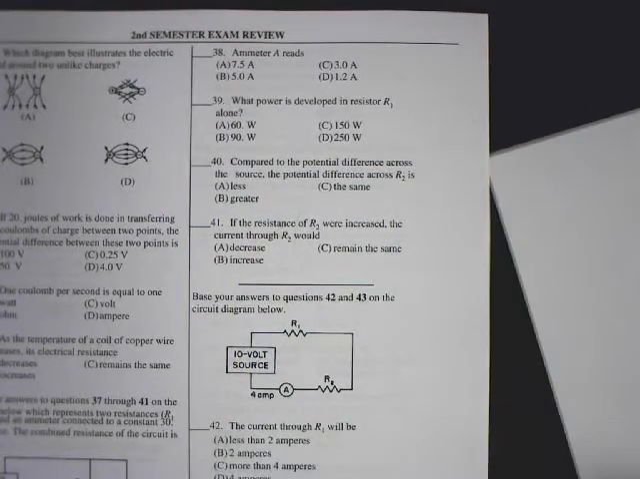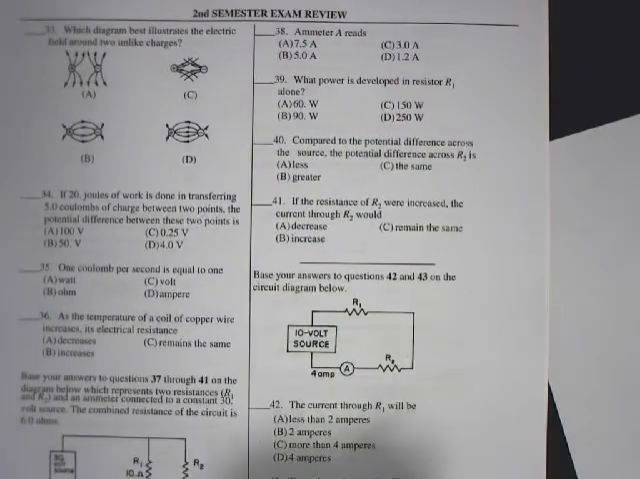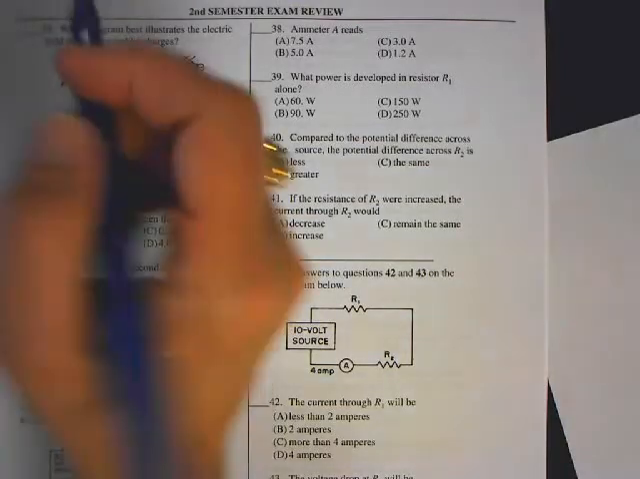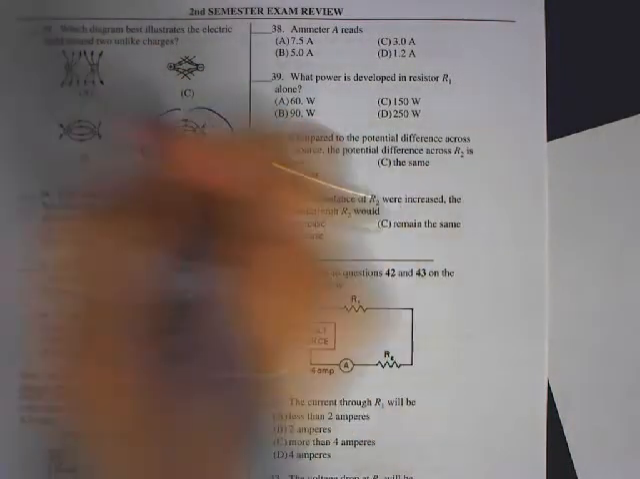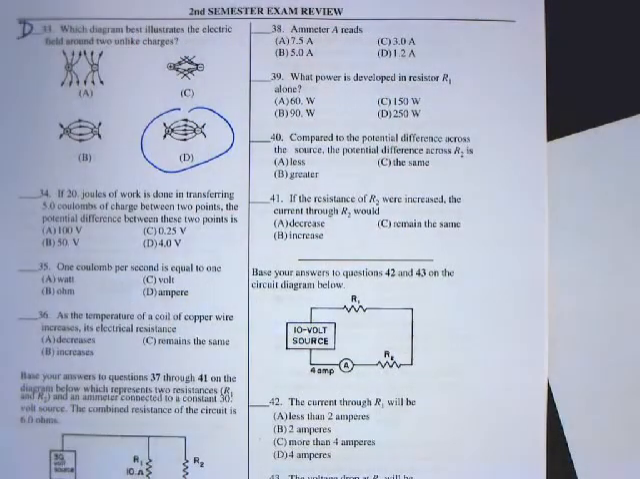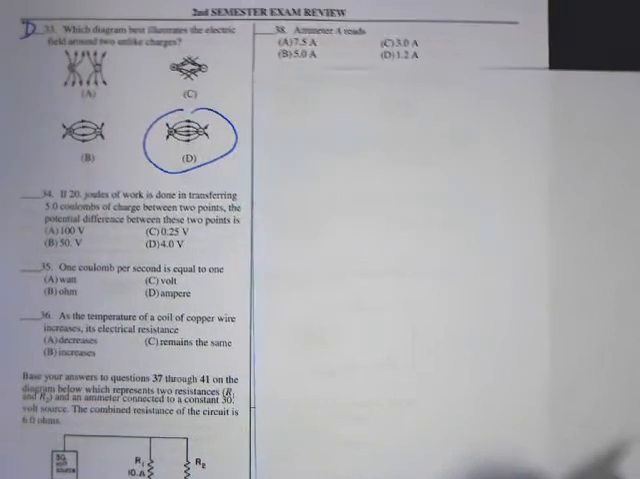Okay, number 33. Which diagram best illustrates the electric field around unlike charges? So remember that the field lines go out of the negative and into the positive, so that's going to be D. We know unlike charges attract one another, but there are 2 things you have to look for as far as the arrows, which way they go. So you see, we haven't had that many problems thus far, so these go quick.